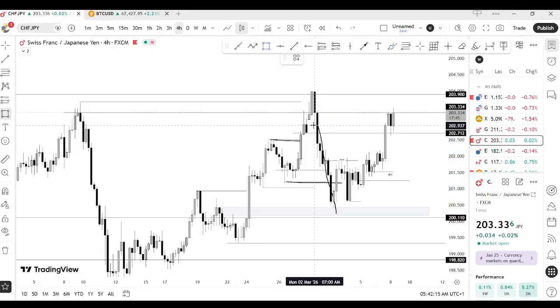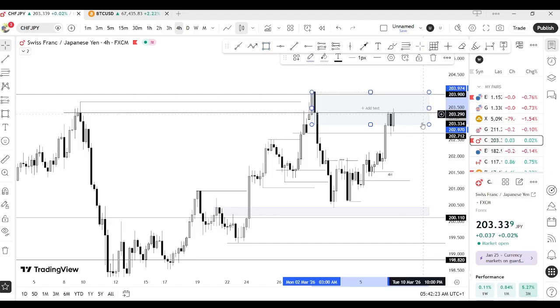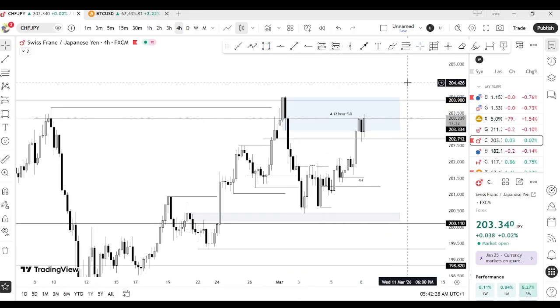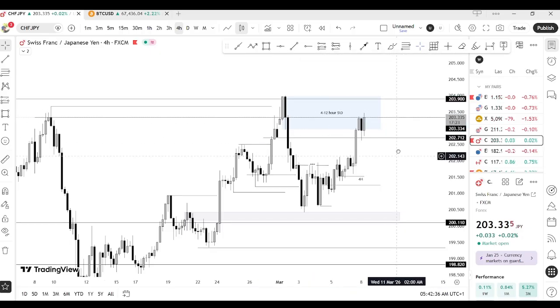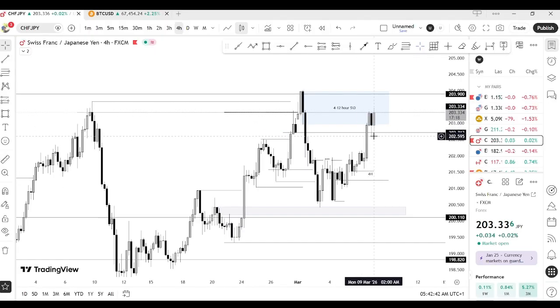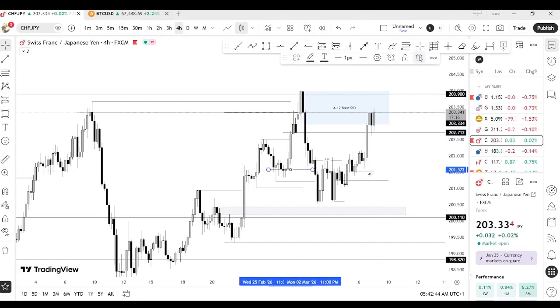And at this particular zone where our key level is, let me move this first. At this particular zone where our key level is, price is already at a major supply. I can mark this as a 12 hour supply and demand zone. So price is already at this zone here. What we are going to be looking for here is confirmation to sell.